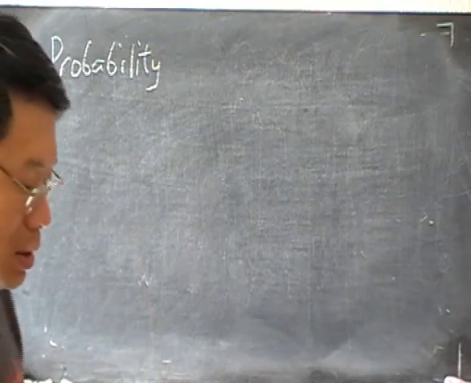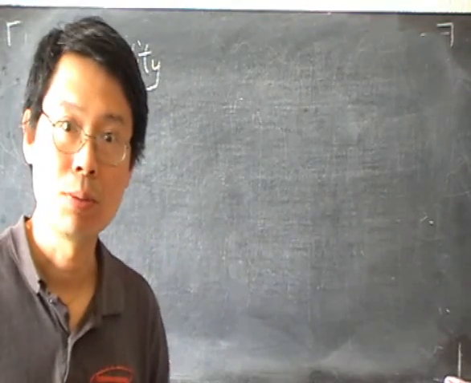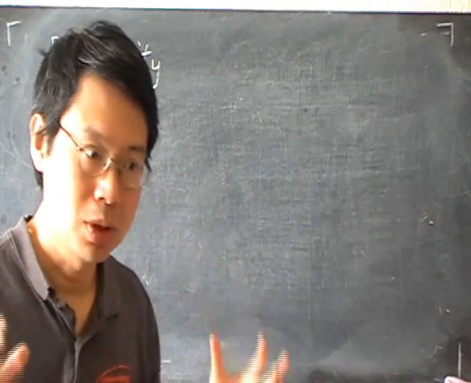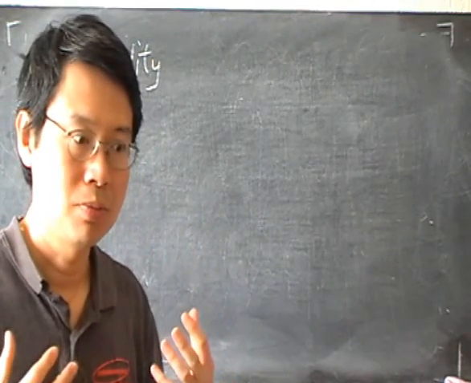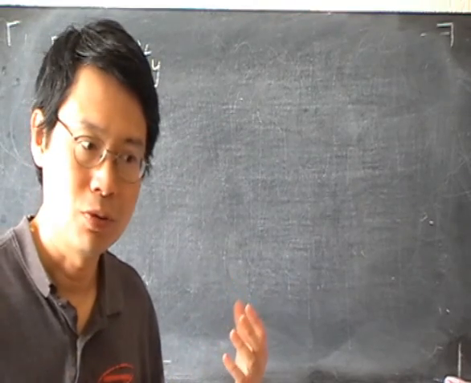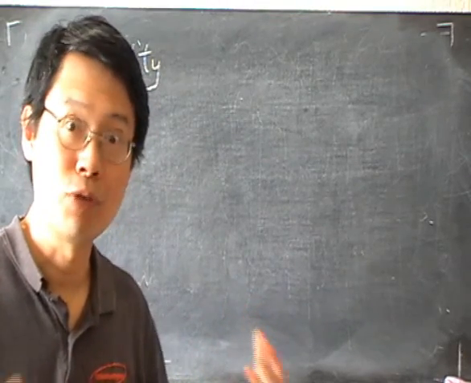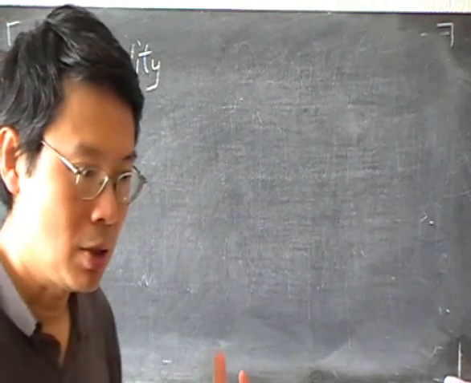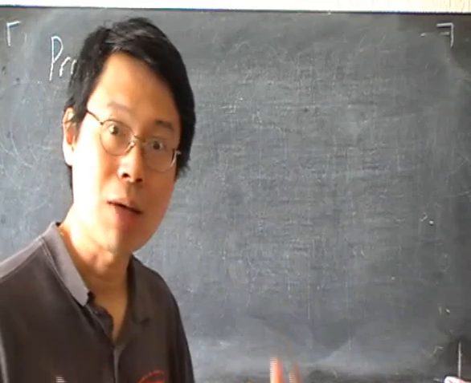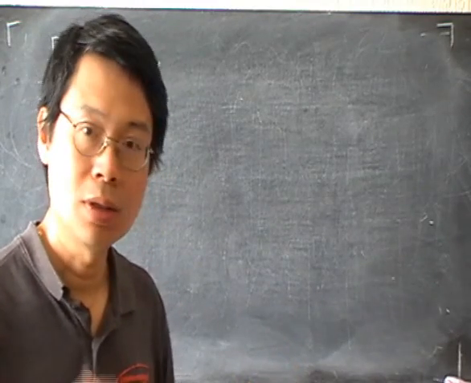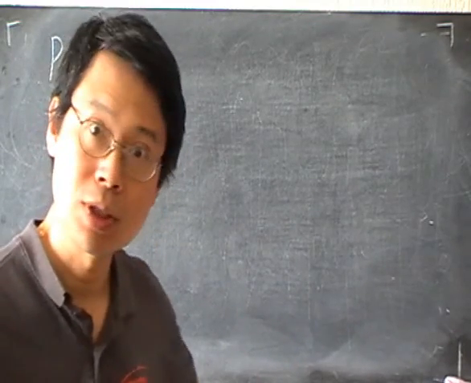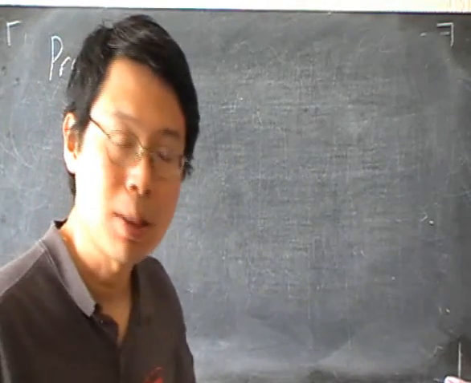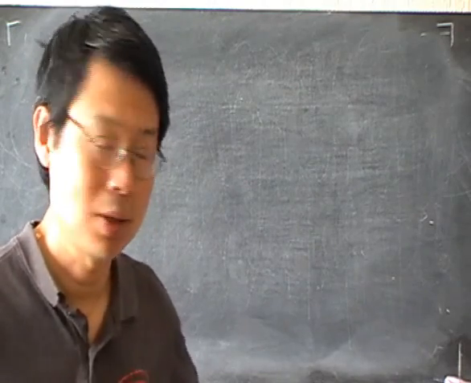Now, in the mathematics of probability, we will learn how to put this feeling of whether something is likely to happen into a definite number. So we are going to learn how to calculate, at least for simple cases, an actual number that tells us this probability.